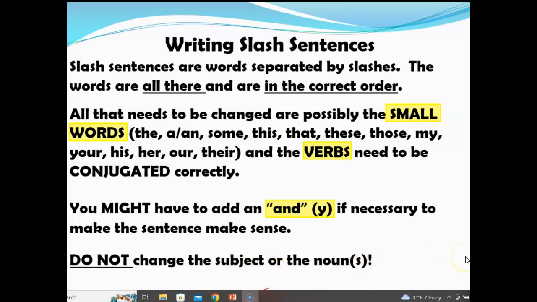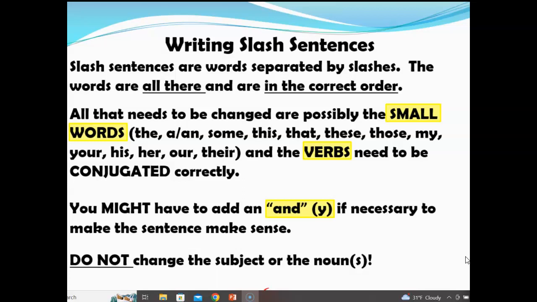All right, so today we're going to talk about a procedure that's done a lot in Spanish or foreign language classes, and that's writing what is called a slash sentence. Slash sentences are basically a series of words that are separated by slashes. All of the words are there, and they're always in the right order, okay? So that means you don't move them around.